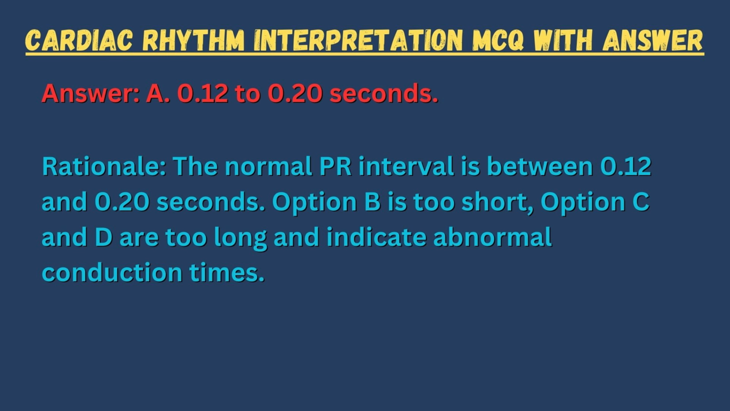Answer. A. 0.12 to 0.20 seconds. Rationale. The normal PR interval is between 0.12 and 0.20 seconds. Option B is too short. Options C and D are too long and indicate abnormal conduction times.